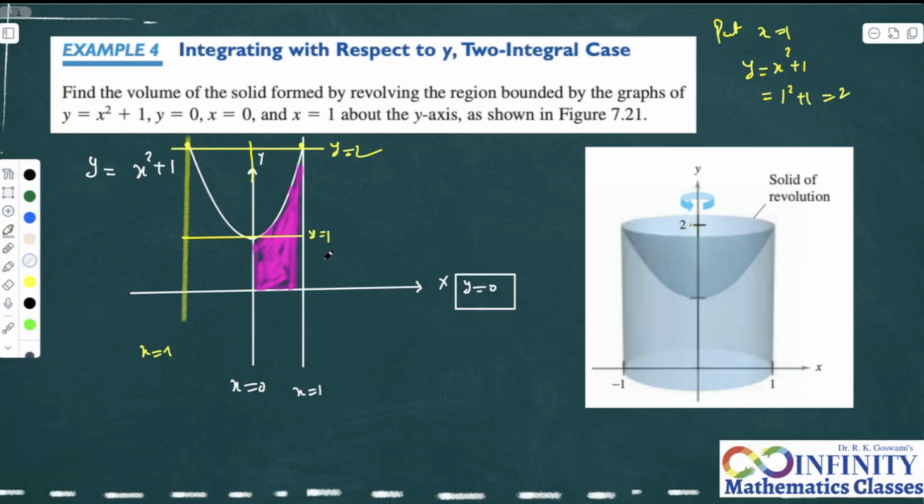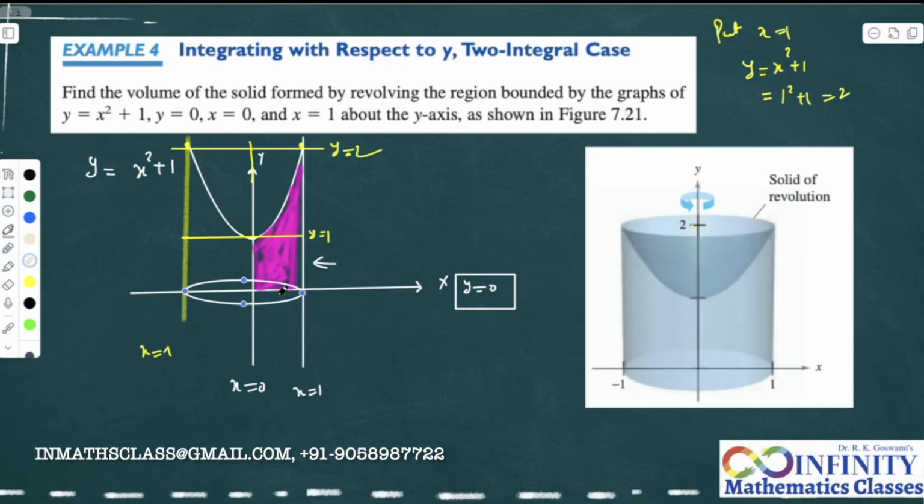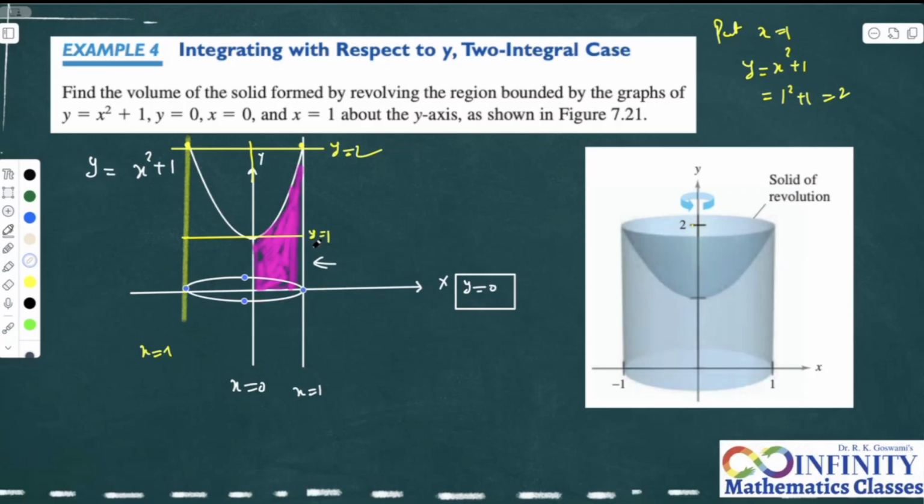If you rotate this lower part, it will look like a cylinder, from 0 to 1. And the top part is going to be a hollow structure, hollow from inside. So I will get the volume of the cylinder using a different formula, and for the upper part I will use the washer method.